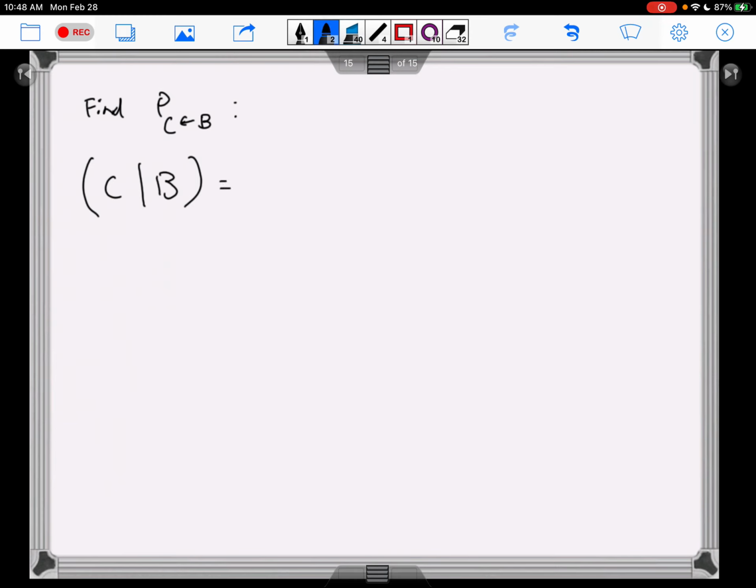So first I put C in there. I've got 2, 1, 1, and then 0, 1, 1, and then 0, 1, 0. Those are the basis vectors for C. And then I have 2, 4, 1, 2, 7, 2, 6, 4, 5. Those are the basis vectors for B.